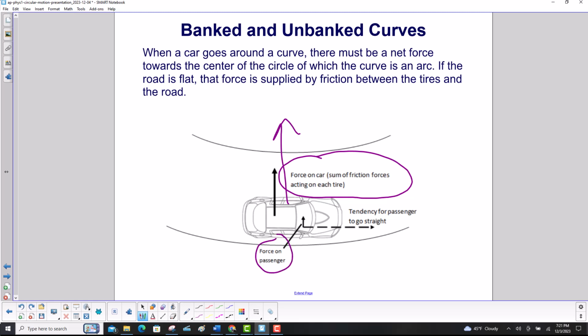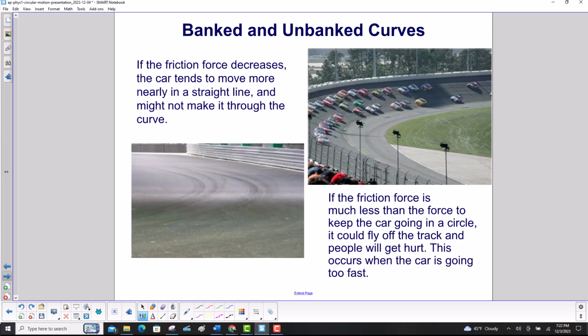The force on the passenger sitting over here. And the passenger has a tendency to go straight. If the friction force decreases, the car tends to move more nearly in a straight line and may not make it through the curve. Right here, the cars are trying to do this, and you can see all the rubber being left because the car really wants to go this way.